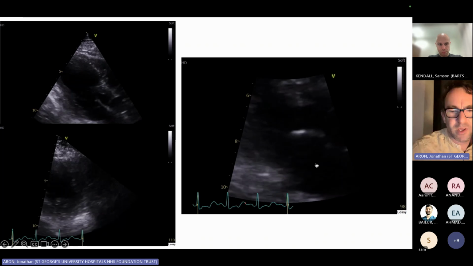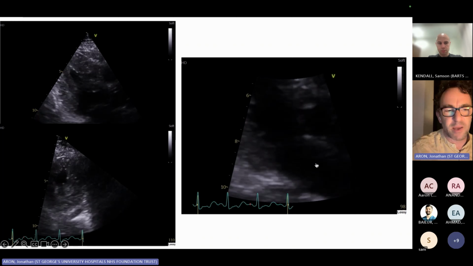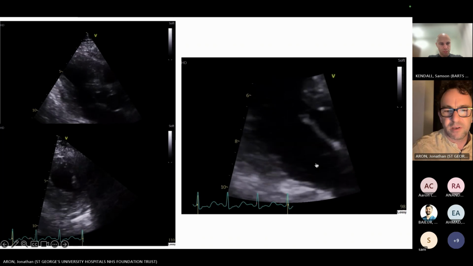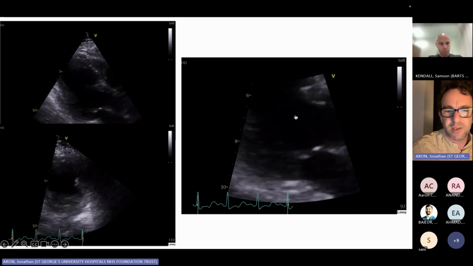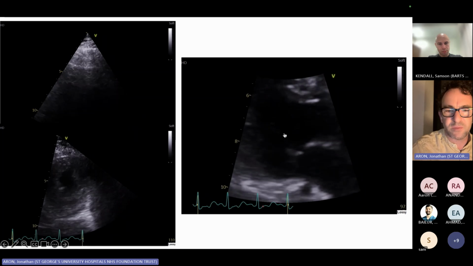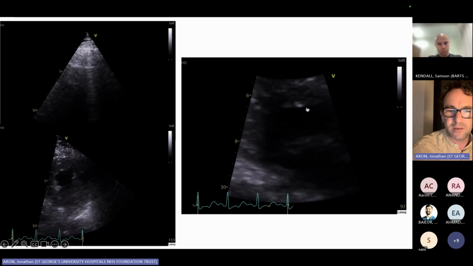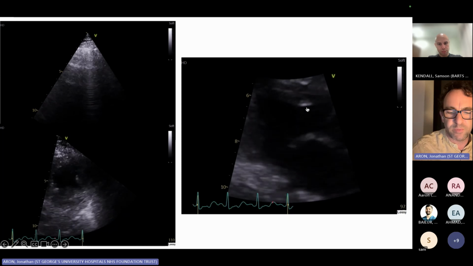Just in the interest of time, hopefully you'll all see a hyperdynamic tachycardic heart. Image quality is not great, but given that this is a talk about left ventricular outflow tract obstruction, maybe you're looking for it in this view, which would be the right thing to do.